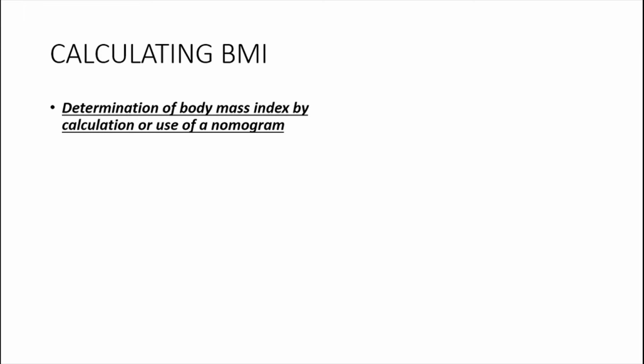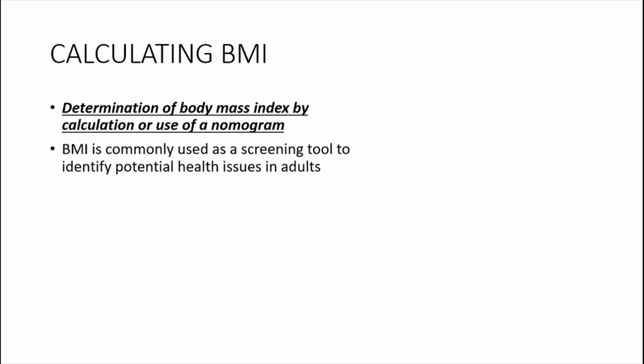Now, the last thing we need to be able to do is calculate BMI. So from your IB syllabus, it is stated that you need to be able to determine body mass index by either calculation or use of a nomogram. Firstly, BMI is a screening tool that is used to identify potential health risks in adults. We know that there are some associated issues with increased BMI, such as risk of stroke, heart attack, diabetes, etc. What it does is it measures weight in relation to height.